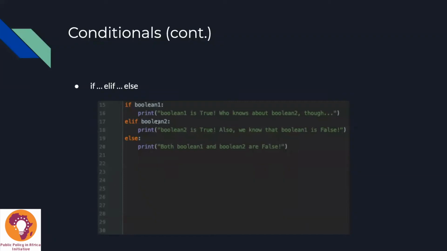And we know that because the only way we get to line 19 and 20 is if boolean 1 and boolean 2 have already both evaluated to false.